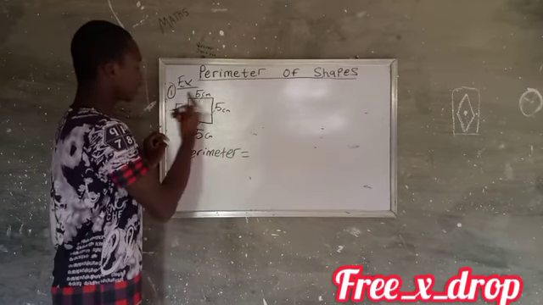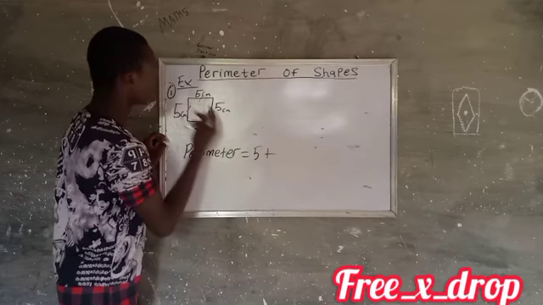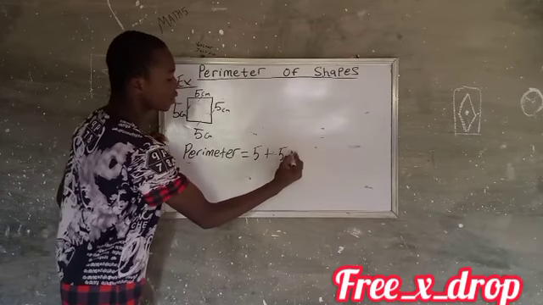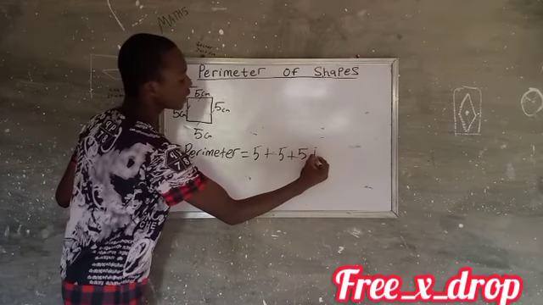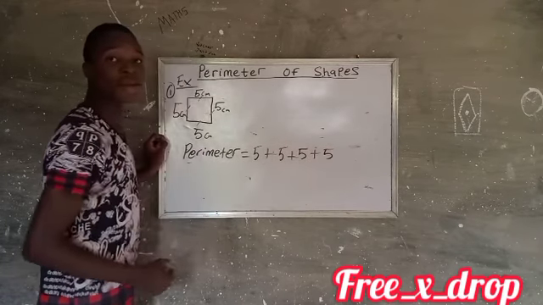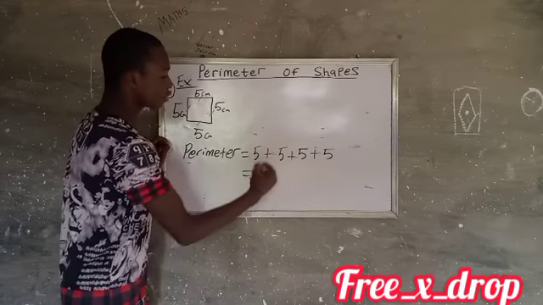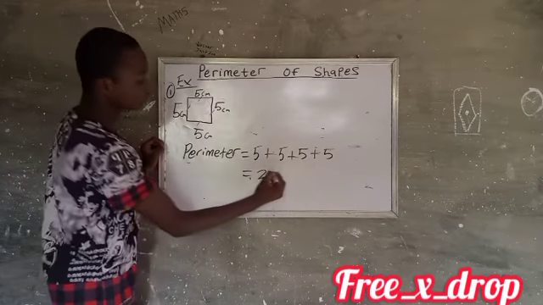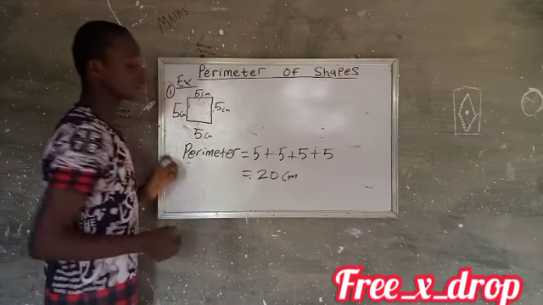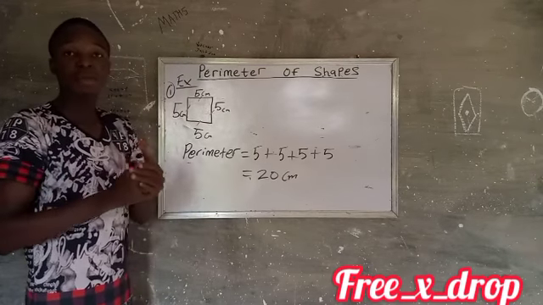equal to the first side you have 5, plus the second side you have 5, plus the third side you have 5, plus the last side you have 5. Now what will our answer be? Our answer will simply give us 20, and you know there is centimeters, so you simply put your centimeter there. So you can see what we simply did.